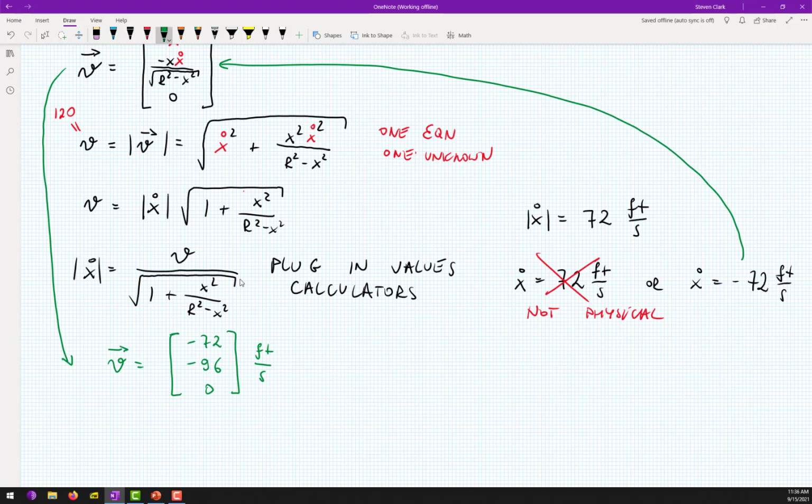Interesting. Okay, guys. Sorry, just a quick question. When you got the 72, when you said plug in your values, were you using x is equal to negative 20? Yes.